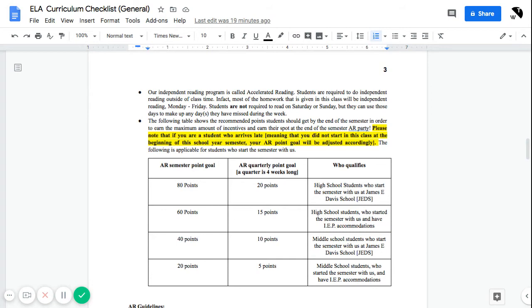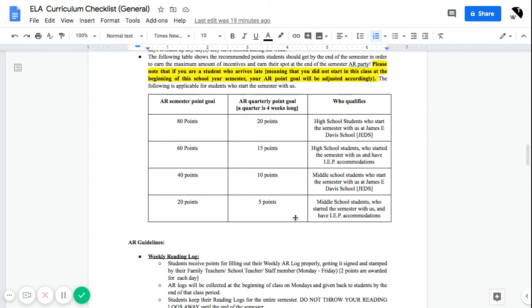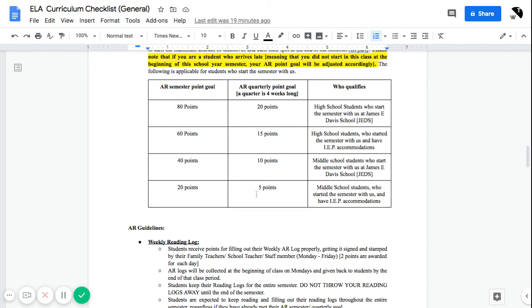So if you're trying to get 80 points by the end, that means every 4 weeks you need to have 20 points, which is equivalent to about 2 books read every month. So think of it like that. If you are a middle school student, you have 40 points as the goal for you, and that can be split up into getting 10 points for every 4 weeks. Okay, that's about 1 book every 4 weeks. And then if you are a middle school student and you have an IEP, then we ask for you to get about 20 points. And then that's about 5 points, so that's a little under 1 book per month for you.